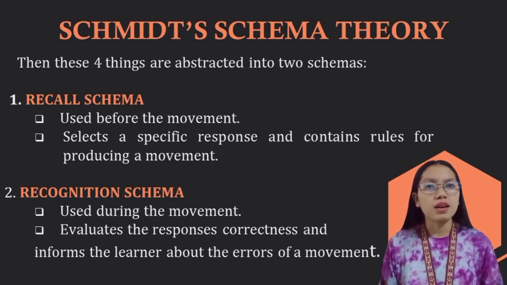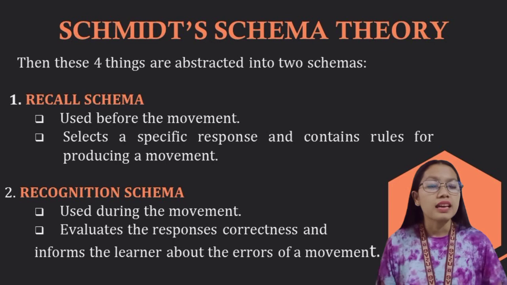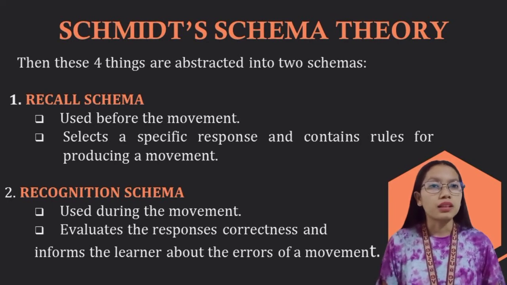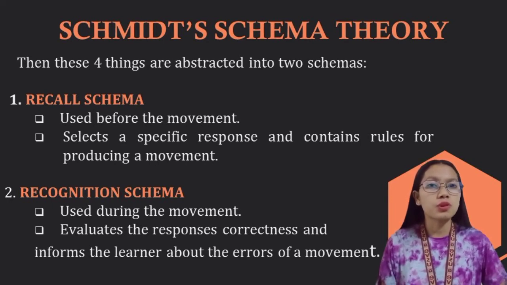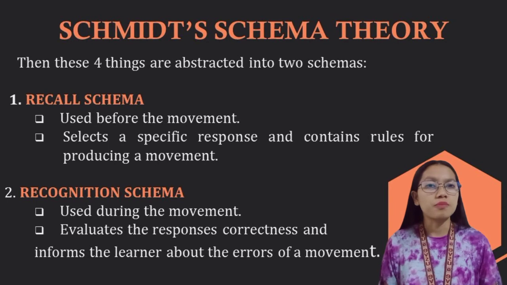When we say recall schema, it is used before the movement. It selects a specific response and contains rules for producing a movement. In the recall schema, the information stored is about determining and producing the desired movement. While the recognition schema is used during the movement. It evaluates the response's correctness and informs the learner about the errors of a movement. In the recognition schema, the information is stored enabling evaluation of the movement. It adapts sensory information to the situation using feedback.